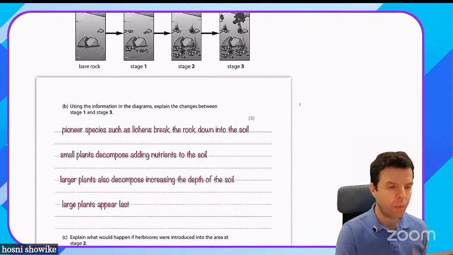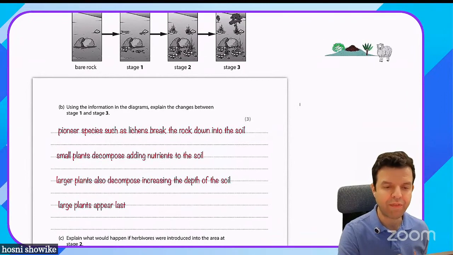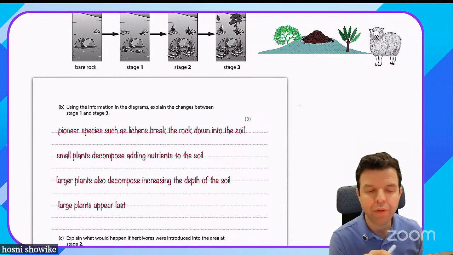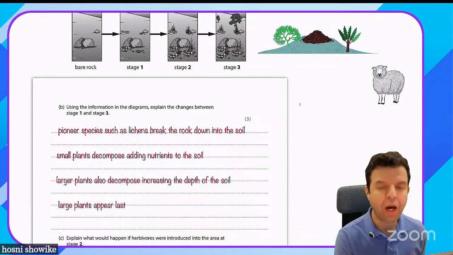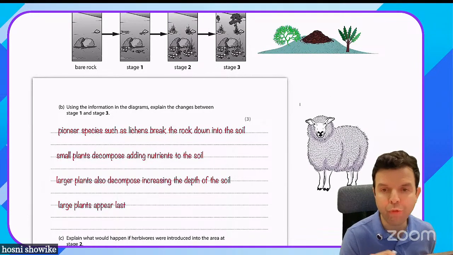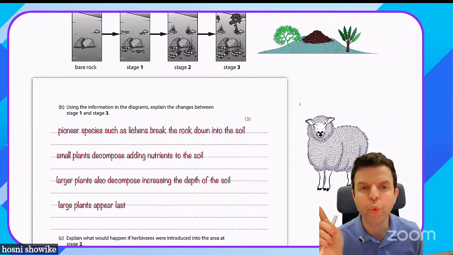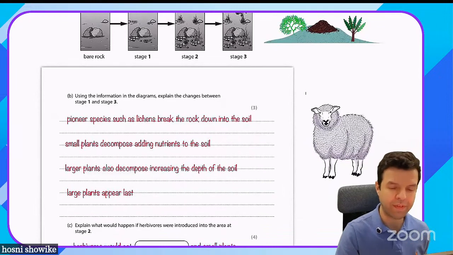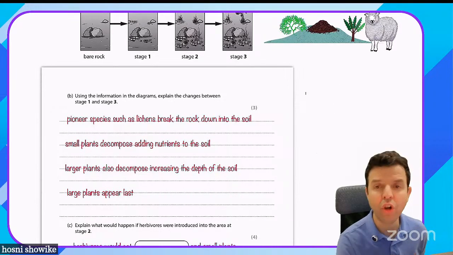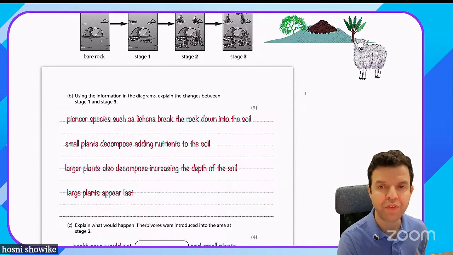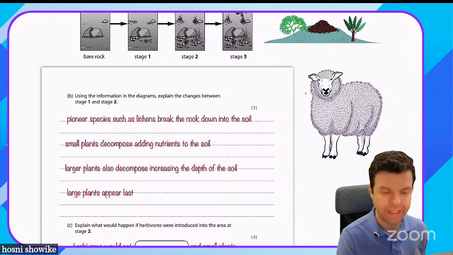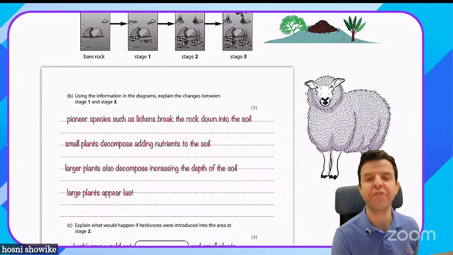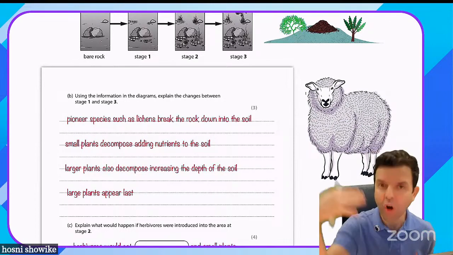Now they're asking me this. Now I have that pioneer species, okay? What effect will it have if I get some herbivores into this stage of the succession? So again, at the early stage, somebody has introduced herbivores into the early stages of succession. How is this going to affect the progress of succession?